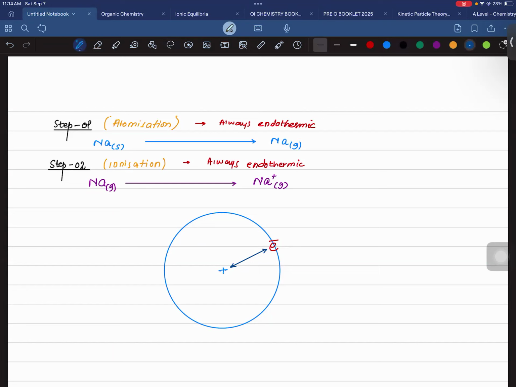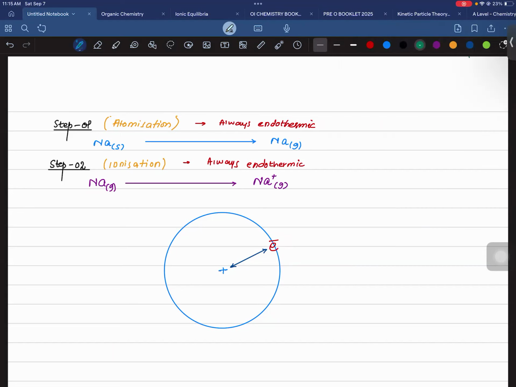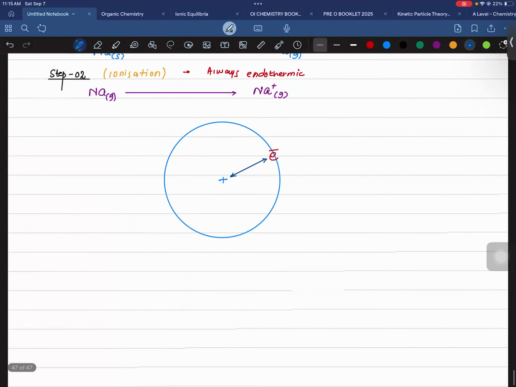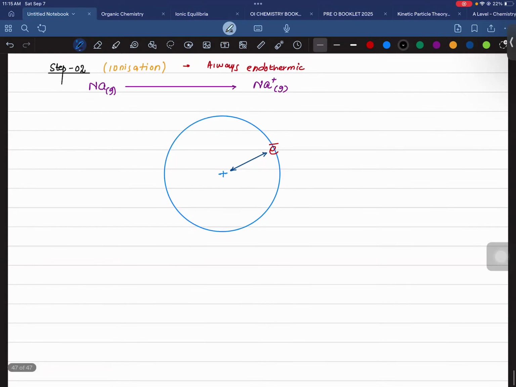So that's why you have to provide energy so that the electron can be removed easily. So I can say that this process is always endothermic. So atomization is always endothermic, and ionization is always endothermic. So yes, now Na plus gas is ready.